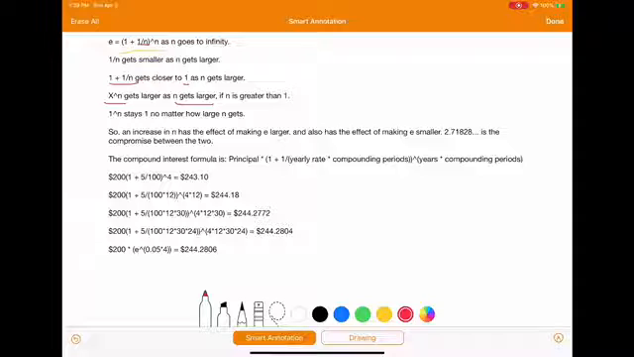Now, of course, if the number is equal to 1, and we're raising it to a power, then it doesn't matter what the power is. It's going to stay 1. You can multiply 1 by itself as many times as you want. You won't get anything other than 1.